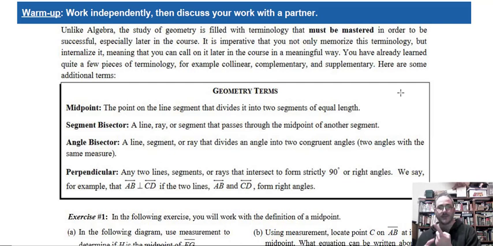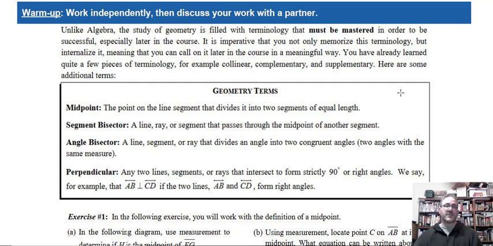We've already learned collinear. Collinear are points on the same line. They're collinear. They're on the same line. We learned complementary. Those are two angles that add up to 90 degrees, perpendicular, right? And we learned supplementary. Two angles that together add up to 180 degrees because they're on the same line, or at least could be on the same line.